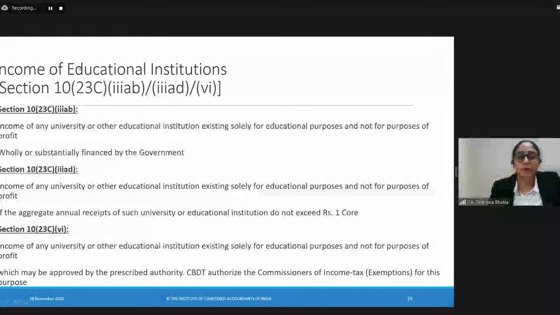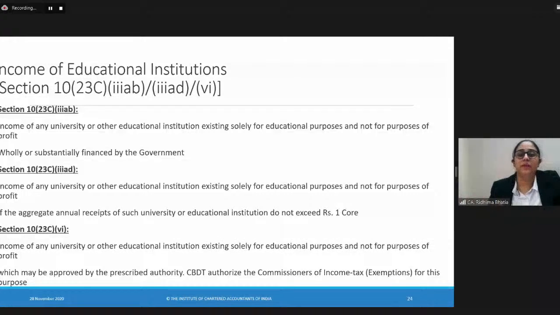If I'm an educational institution or a university existing solely for the purpose of education, not for the purpose of profit, and I am wholly or substantially financed by the government, then all my income would be exempt. I am not a normal commercial coaching center. I'm a well-established university or educational institution, and my sole purpose is providing education, not profit. And I'm substantially financed by the government. What is substantially financed? When more than 50% of my grants or income is received from the government, then I am substantially financed by it. Wholly, so you all understand. Okay?